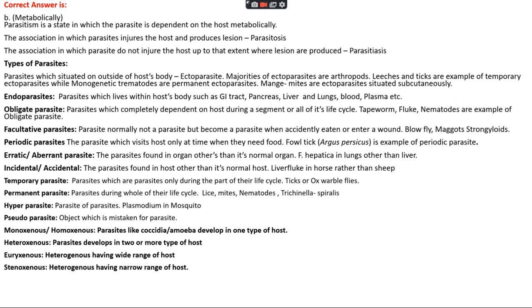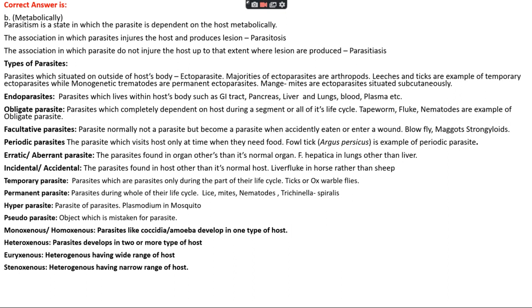Lice, mites, nematodes, Trichinella spiralis are permanent parasites. Hyperparasites are parasites of parasites, like Plasmodium in the case of a mosquito. The mosquito itself is a parasite, and Plasmodium is a parasite of the mosquito. So this Plasmodium in a mosquito is an example of a hyperparasite.